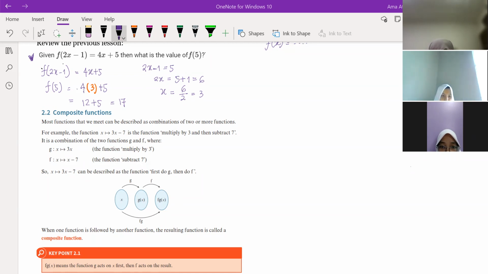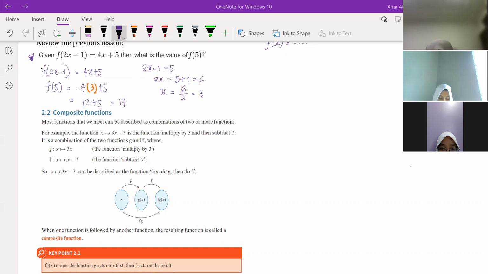Subtract 7. And therefore, if we are writing it into a diagram, we have x. First, we map this x into the function g, which means we are multiplying by 3. Then we map this to the function f, which is subtract 7. So the function 3x minus 7 can be described as the function first do g and then do f. And this is what we call the composition of functions.